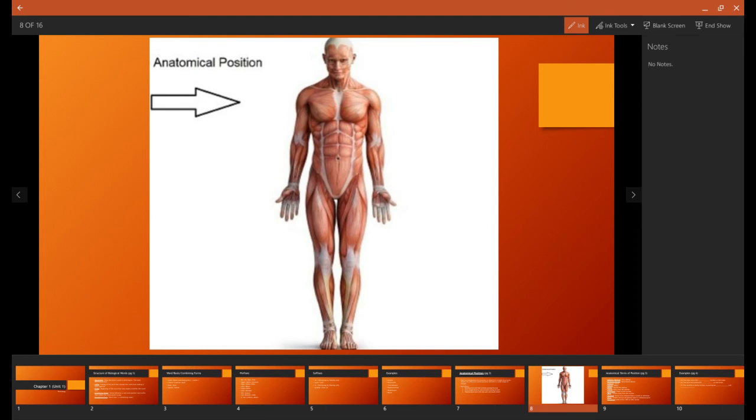So here's a picture of anatomical position, and our model here doesn't seem too happy to be on display for us, but that's all right. First off, notice it is standing straight up here. Their arms are going to be down to their sides with palms facing forward. Head's going to be facing forward, eyes open, mouth shut. And this is what anatomical position is going to be referring to.